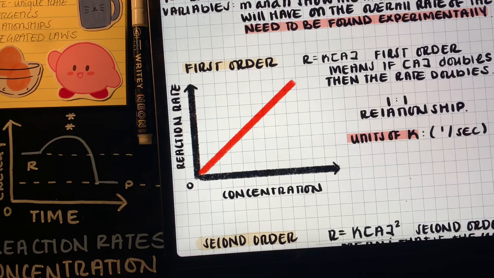Now let's look at units. So we know that rate needs to be molarity over seconds. And we know that the concentration of A, that unit is molarity. So what does the rate constant need to be? In the case for first order, it needs to be 1 over seconds. So that rate equals molarity over seconds.